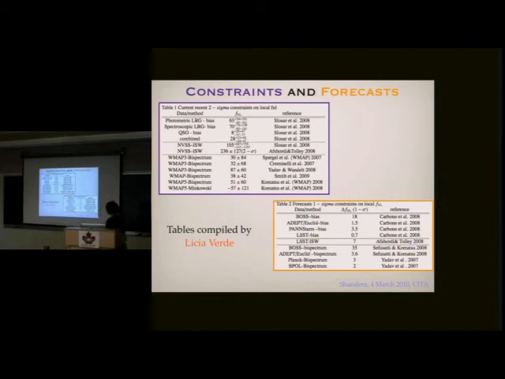And this is a table compiled by one of my collaborators, Licia Verde. Most of these lines are for that local type. This is a little bit misleading because it's just a particular type of non-Gaussianity, and of course we think there are all kinds of types out there potentially. But basically, what it says is that the current constraints from both large-scale structure and from the CMB are sitting at more or less the same place.